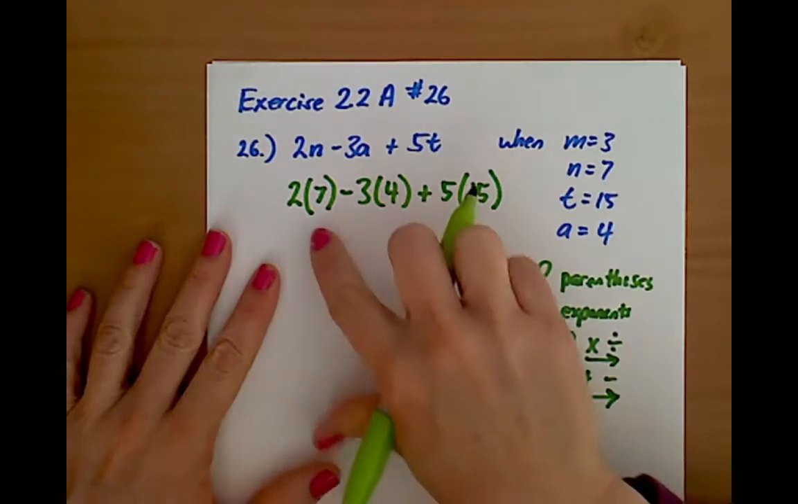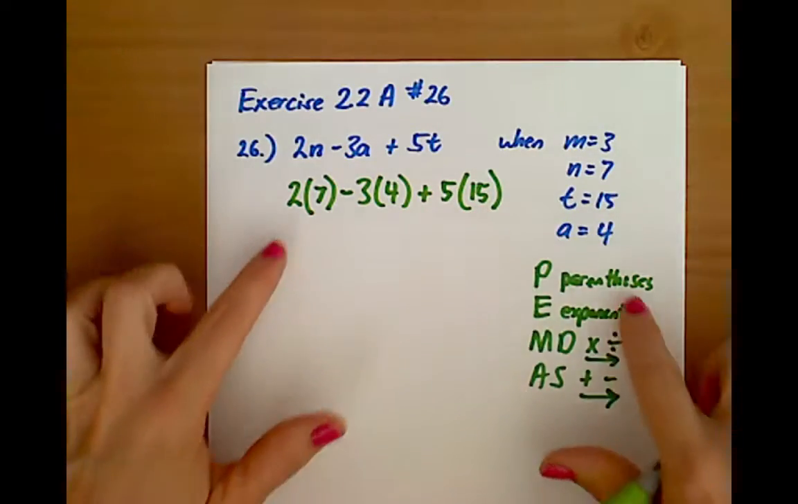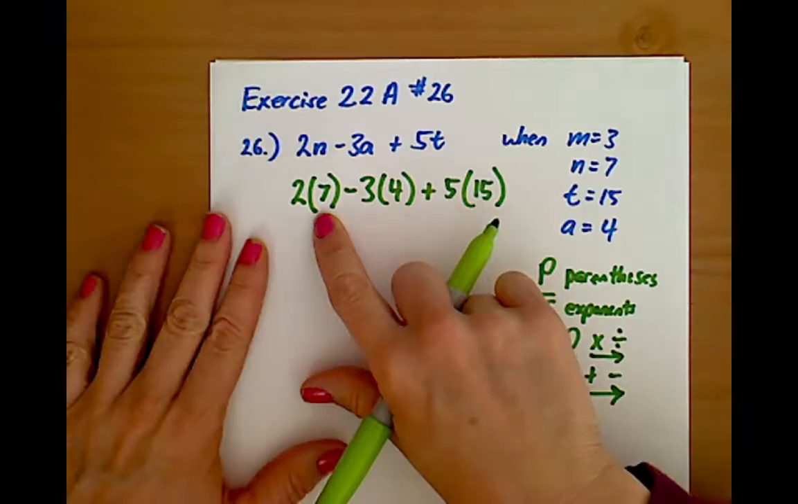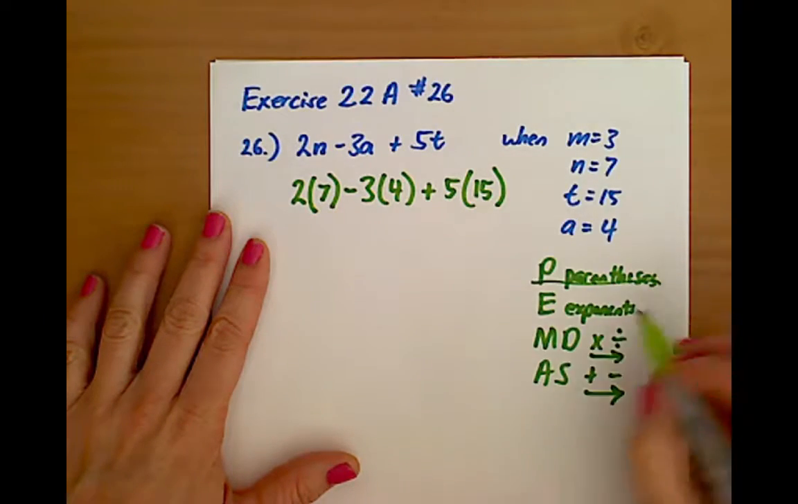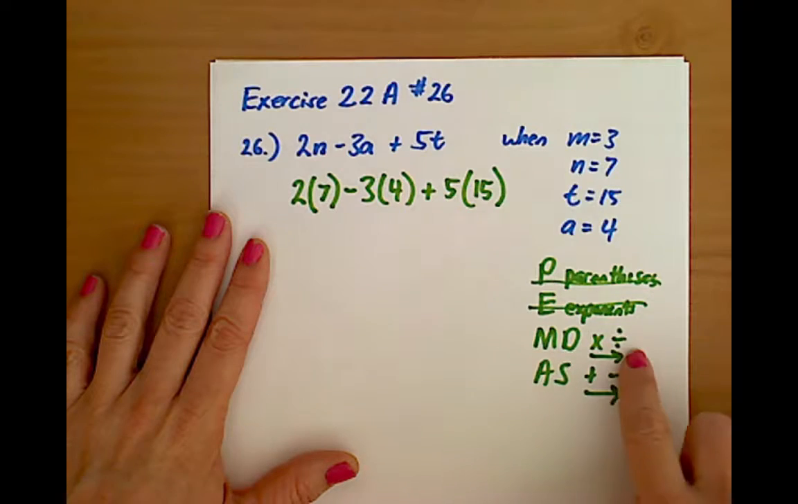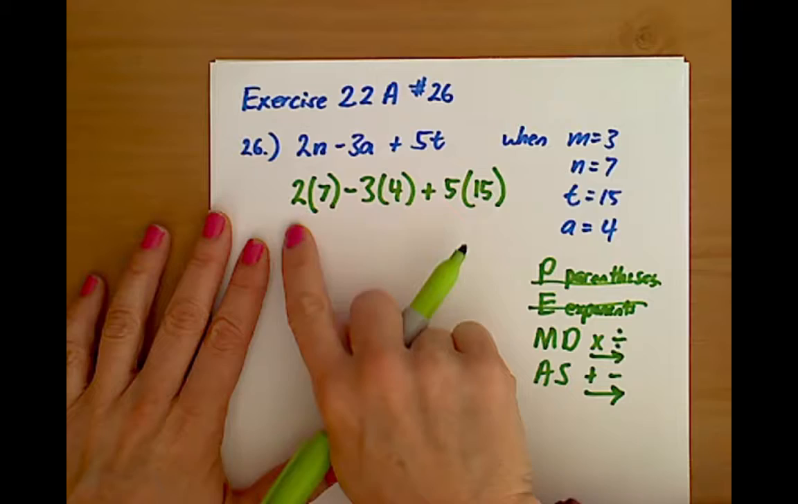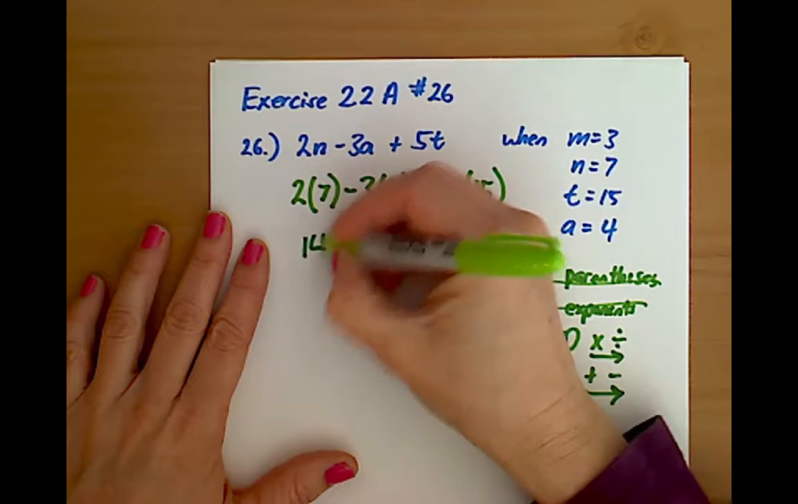So parentheses, the things that we have in parentheses here, they're just numbers. There isn't anything that we need to do inside the parentheses, so this one is pretty much done. Exponents, we don't have any exponents in this case. So now we're going to do multiplication and division from left to right. So here we have multiplication. 2 times 7 is 14.